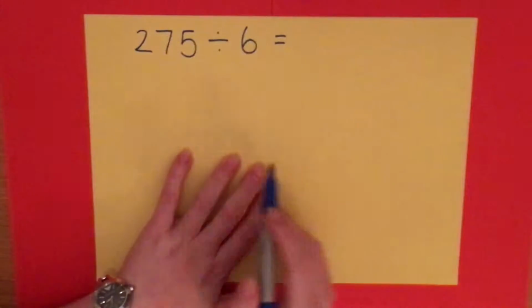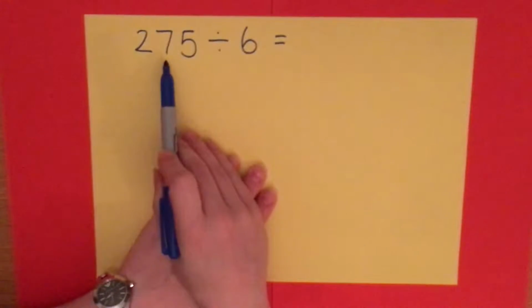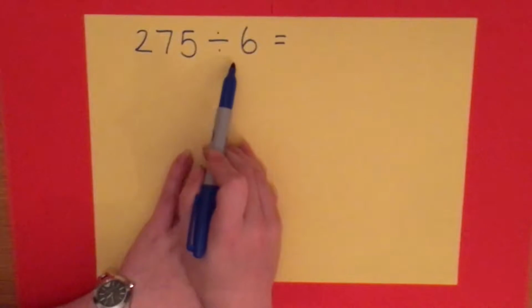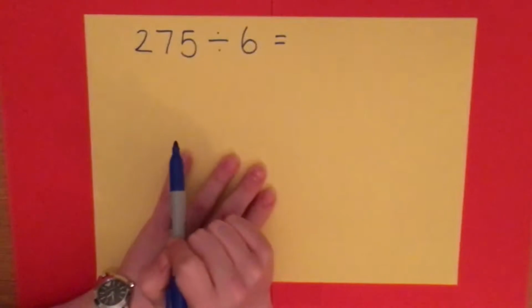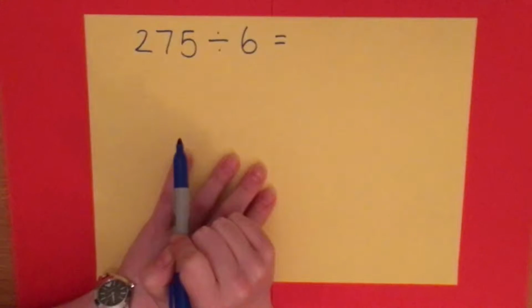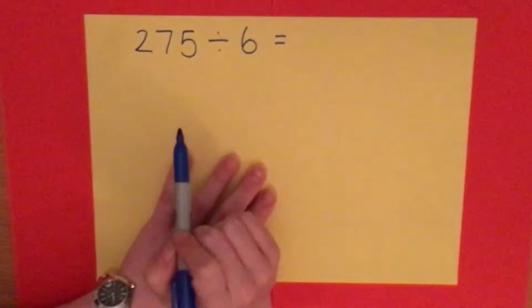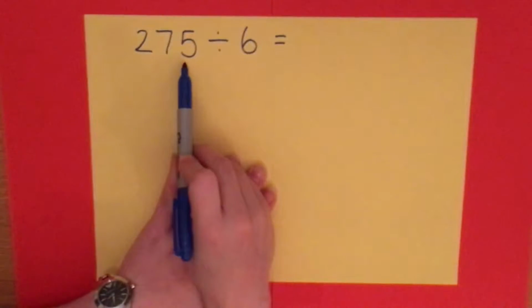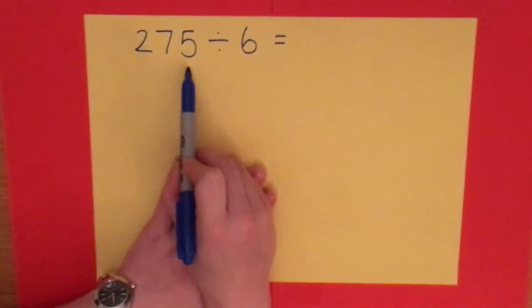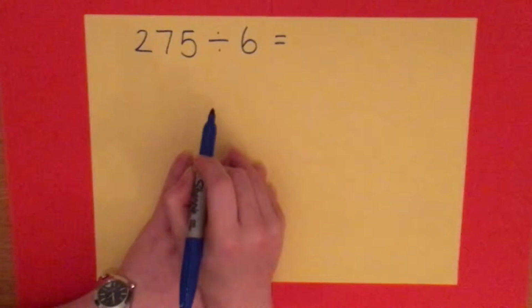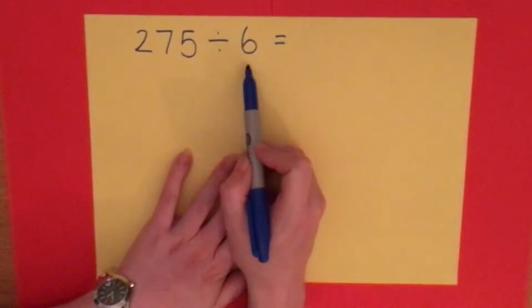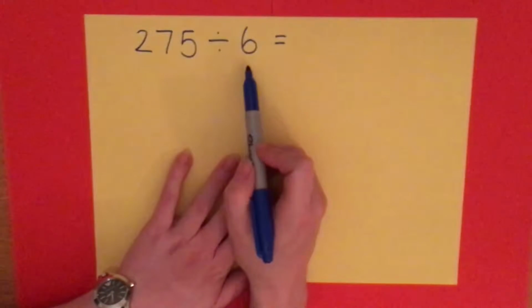So today the question is 275 divided by 6. Now I already know before working this question out that this isn't going to work nicely. I'm going to have a remainder left over because I know that any number that ends in a 5 is divisible by 5. It will have no remainders. It's in the 5 times table. And I'm dividing by 6. So there's definitely going to be a remainder today.